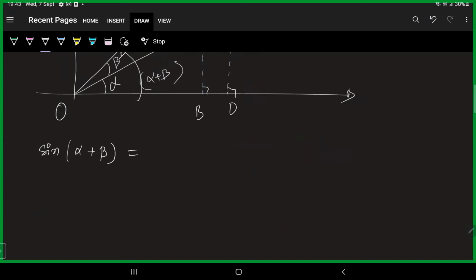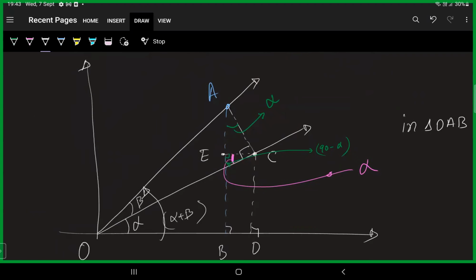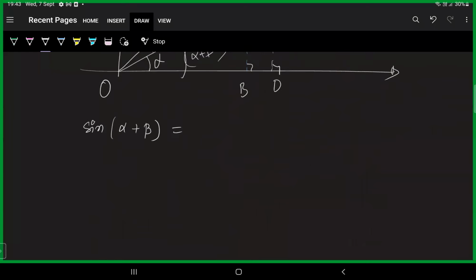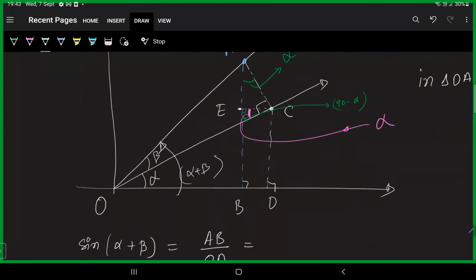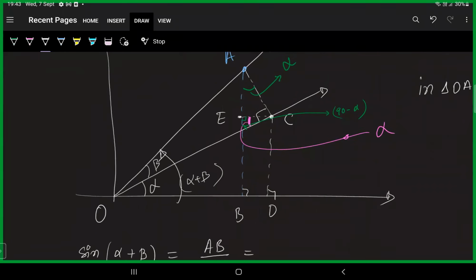What is sine of alpha plus beta? See here, this is the angle alpha plus beta. Sine is what? It is perpendicular upon hypotenuse, so this is AB by OA, right? This is the perpendicular side. Any doubt?